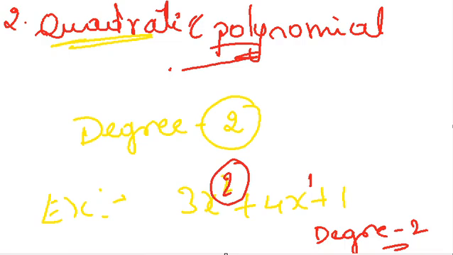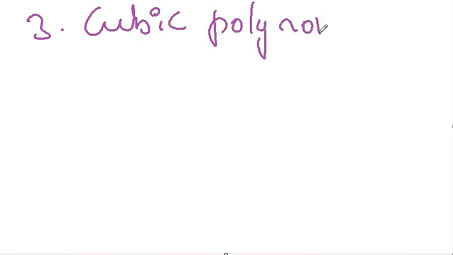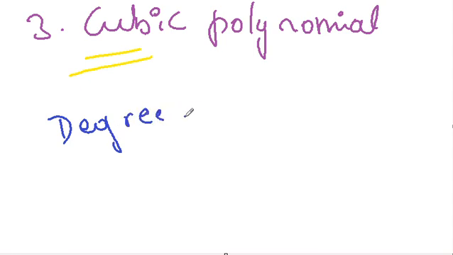The next one, the third one, is the cubic polynomial. What do you mean by cubic polynomial? A cubic polynomial is nothing but a polynomial whose degree is 3. Here you see the name of the polynomial, cube. Cube is nothing but 3. If the degree of the polynomial is 3, then that is called a cubic polynomial.